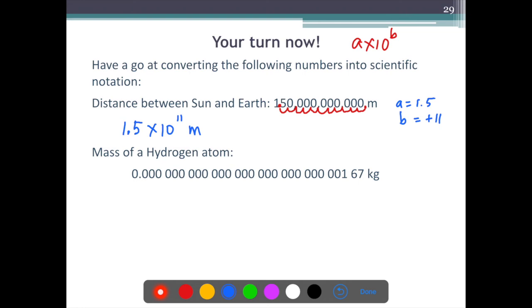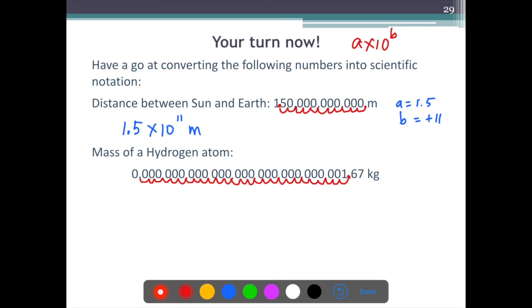Right, now do that for the hydrogen atom. Here it's a very small number, so it's more obvious where the decimal point is. The decimal point is here. We need to move it so that we have a number that's between 1 and 10. Obviously we need to move the decimal point to the right. So we go 1, 2, 3, 4, 5, 6, 7, 8, 9, 10, 11, 12, 13, 14, 15, 16, 17, 18, 19, 20, 21, 22, 23, 24, 25, 26, 27.